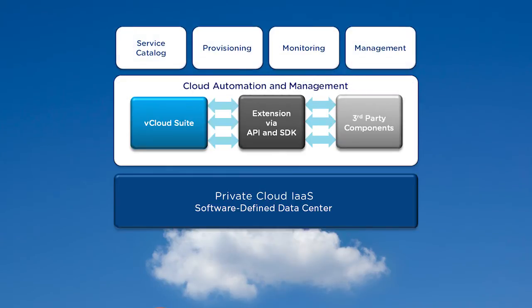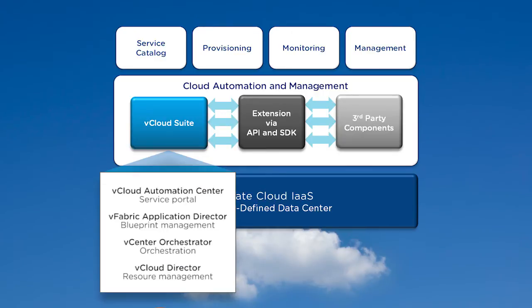The cloud automation and management solution includes a service catalog to choose the right SDLC instance and automated provisioning, monitoring, and management of those workloads. All the components needed by the AppOps team were available through vCloud Suite. vCloud Automation Center provides the service portal. vFabric Application Director manages blueprints. vCenter Orchestrator helps automate a wide range of pre- and post-provisioning tasks.